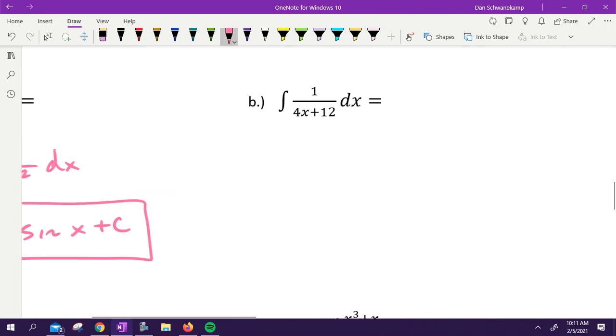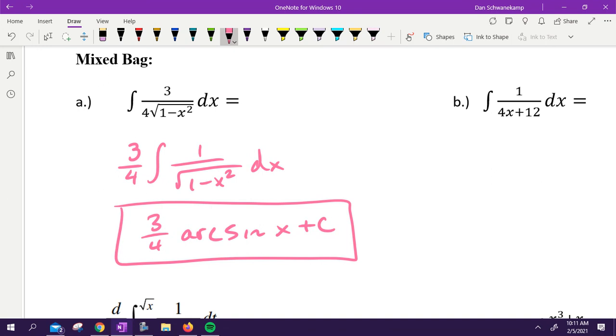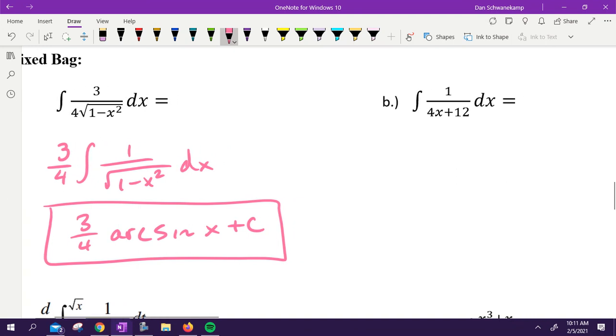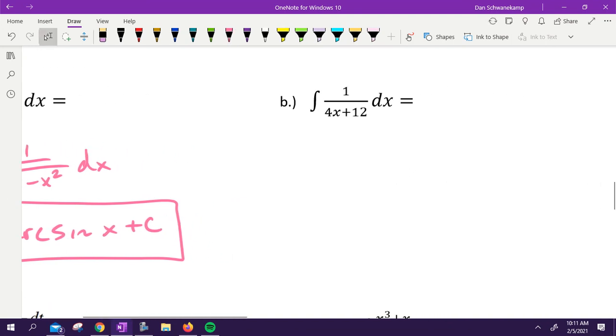Letter, yes, sir. Do you have to show that step in the middle? It would be multiple choice, so no. Oh, okay. Letter B. Is it a U sub problem? Yes, good. It is U sub.